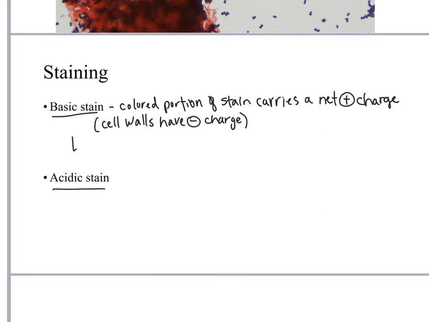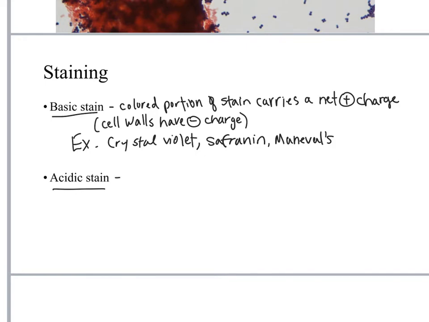Some examples of basic stains that we're going to use today: crystal violet, safranin. Most of them are going to be basic dyes. I don't usually do all these things in the same day, but okay.